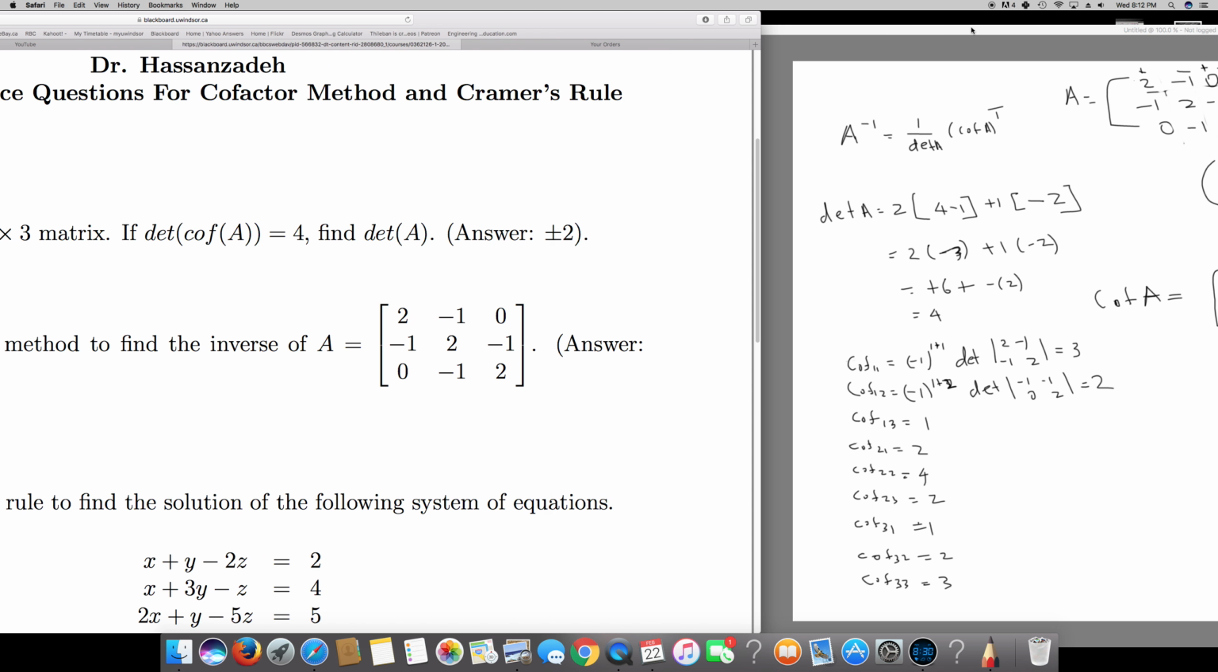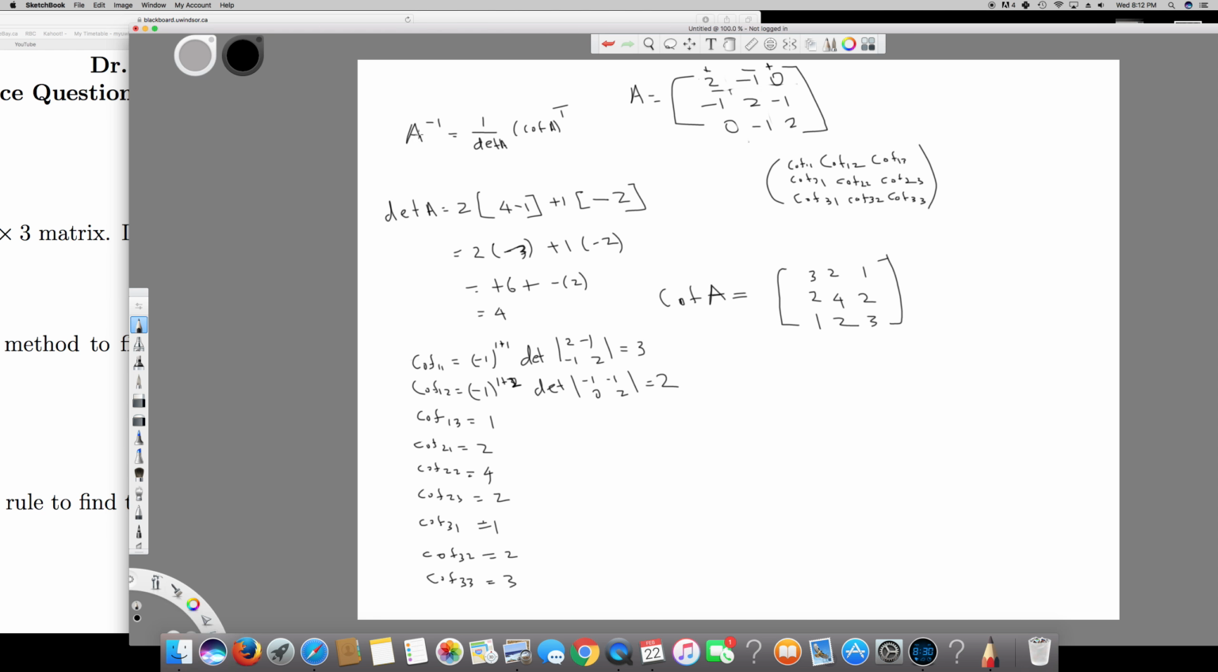Let's check, we have some more steps to do. Let's bring the equation right here: A inverse is 1 over determinant of A. We have found the determinant is 4 here, so 1 over 4, and the transpose of the cofactor of A. This is the cofactor of A. In order to find the transpose, I have to swap: the first row becomes my first column, the second row becomes my second column, and the third row becomes my third column.